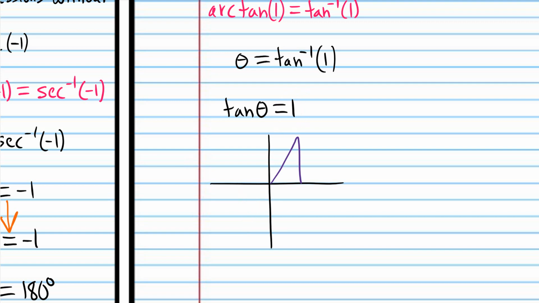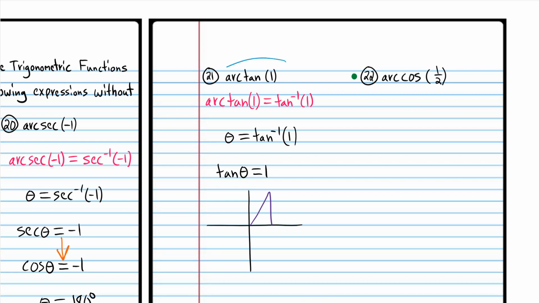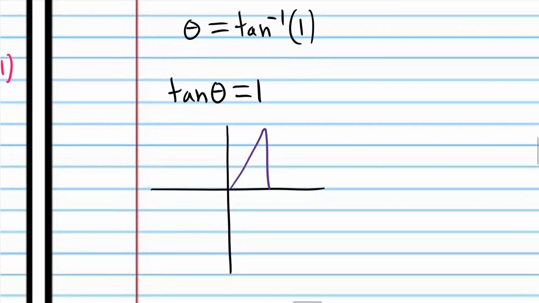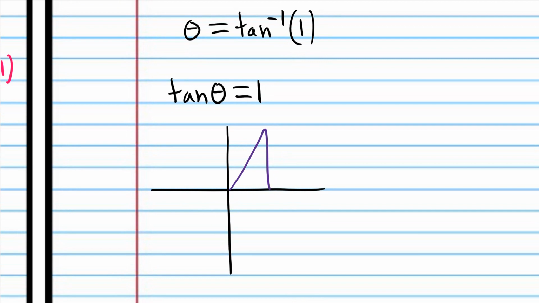But remember, when you're just trying to find the value of an inverse tangent expression, you're only going to have one solution usually. It's either going to be negative or positive. So in this case, again, theta has to be 45 degrees.